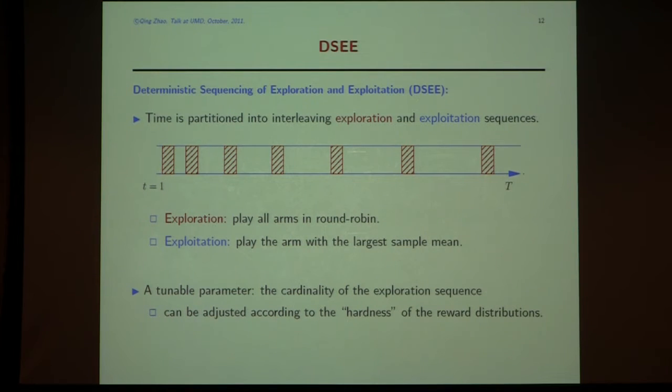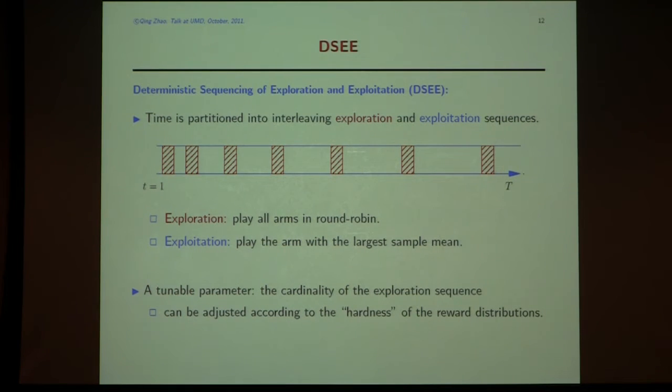So in this case, you can see the two statistics, how many times we have played the arm and the sample mean, are in certain ways separated when we select arms. So in the exploration, we're just learning. We play all the arms one by one. In exploitation, we only look at the sample mean. We play the arm with the largest sample mean.